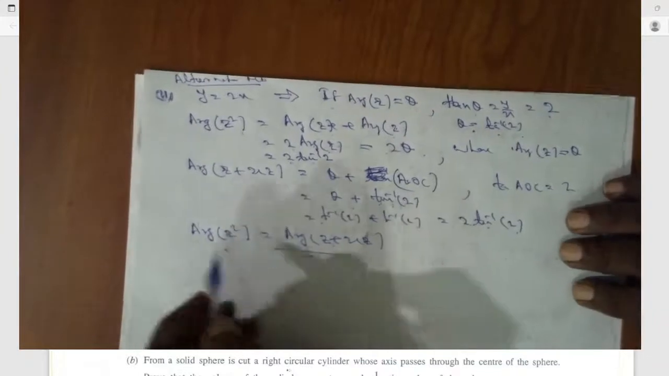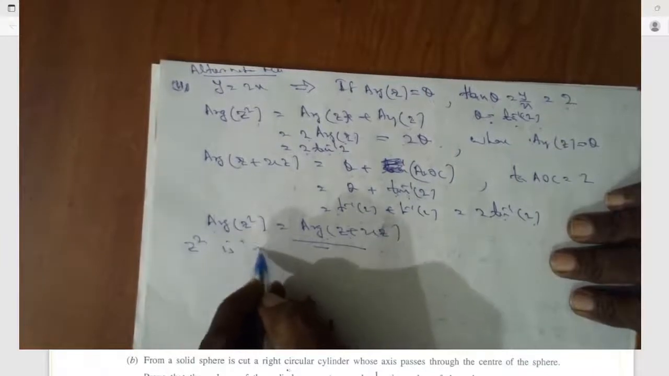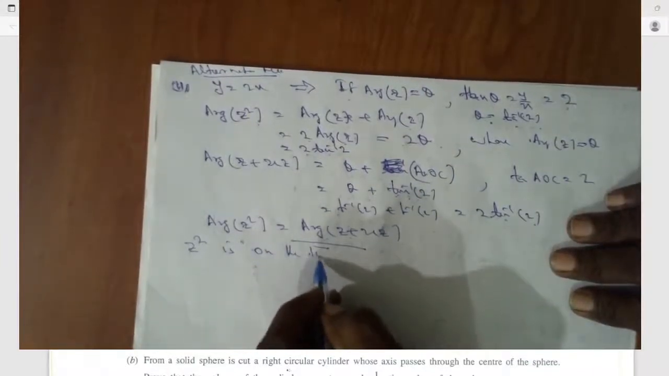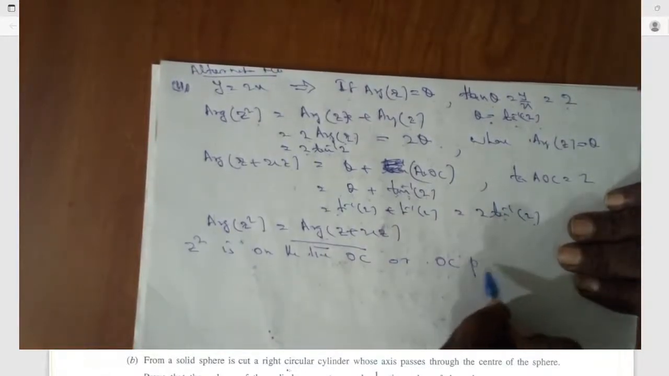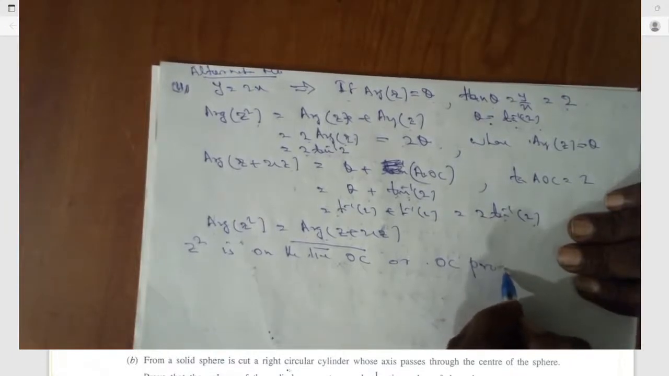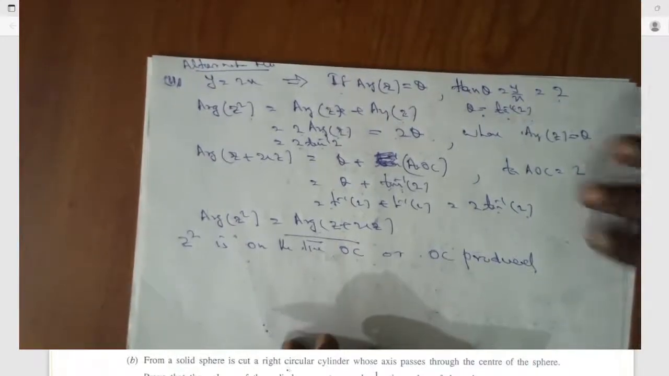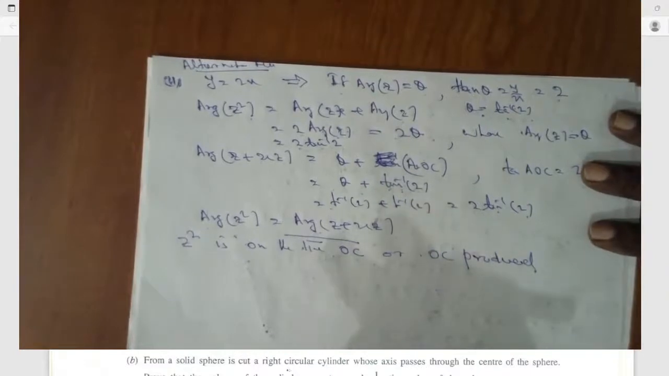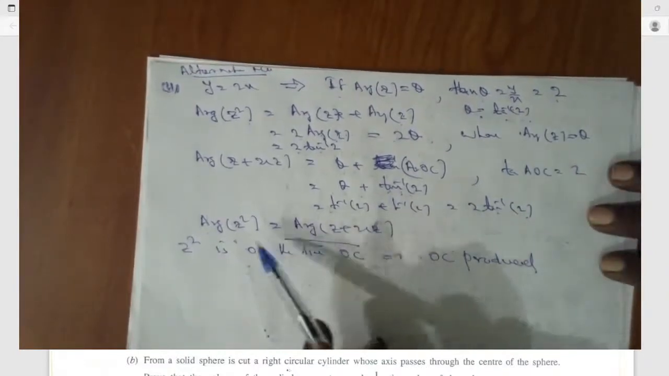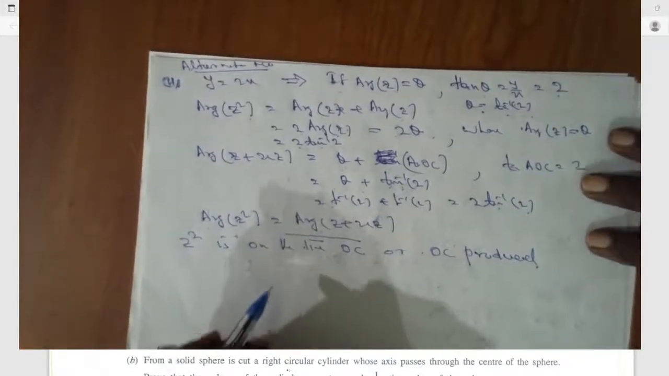Right? Therefore, you can say then z squared is on the line OC or OC produce from this also. But whether it is on OC or OC produce, you can clearly mention in the previous method. In this method you cannot exactly say, but you can mention like this: somehow it's on OC or OC produce, right?